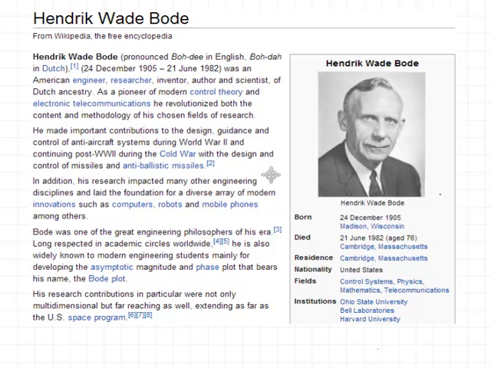Bode was one of the great engineering philosophers of his era. Long respected in academic circles worldwide, he is also widely known to modern engineering students, mainly for developing the asymptotic magnitude phase plot that bears his name, the Bode plot. His research contributions in particular were not only multidimensional, but far-reaching as well, extending as far as the U.S. space program. So we are very indebted to Mr.